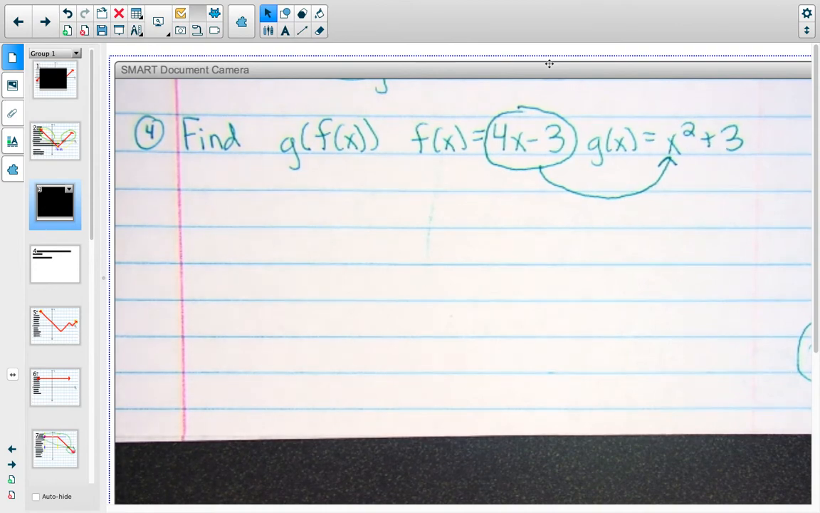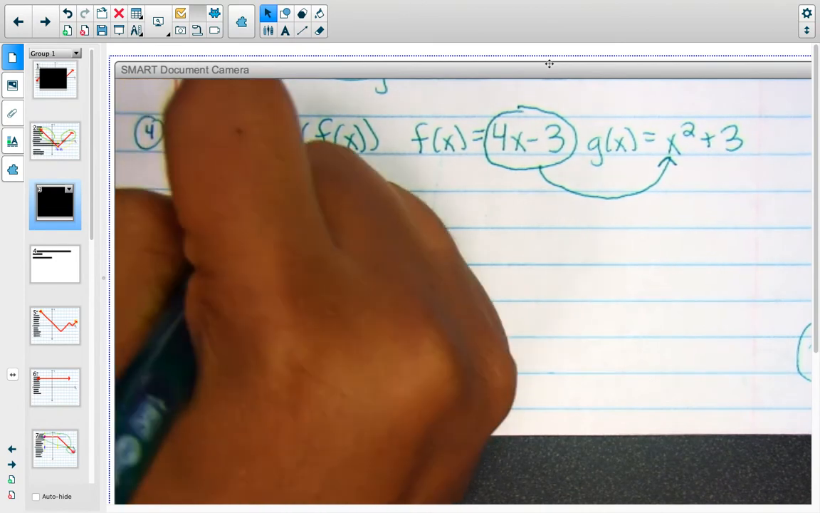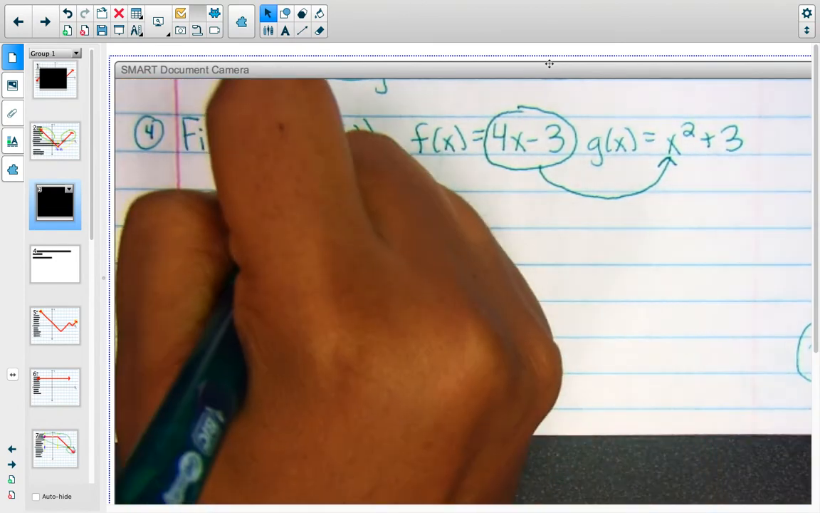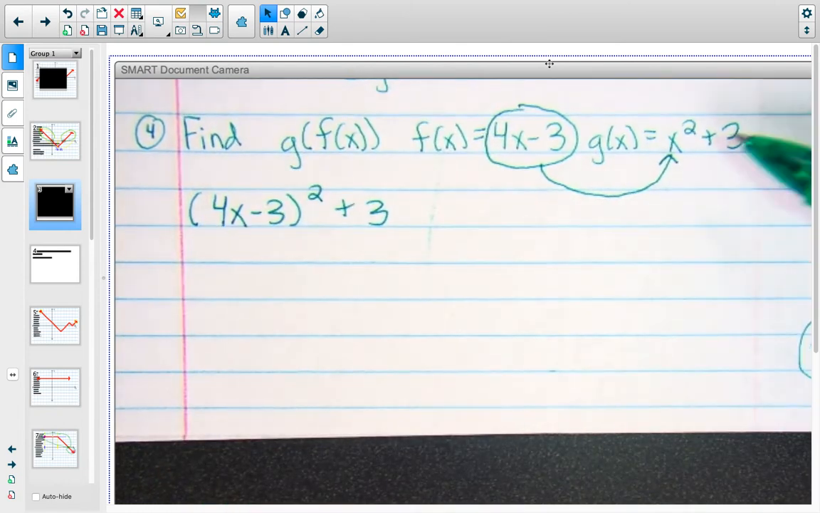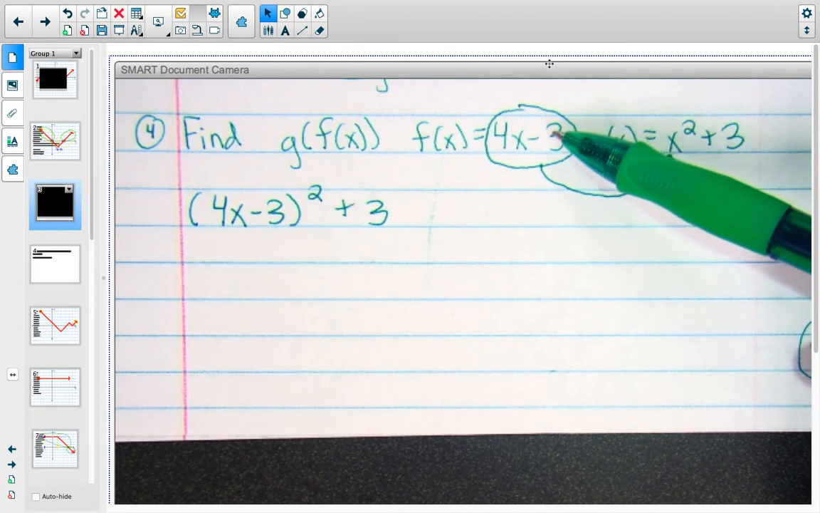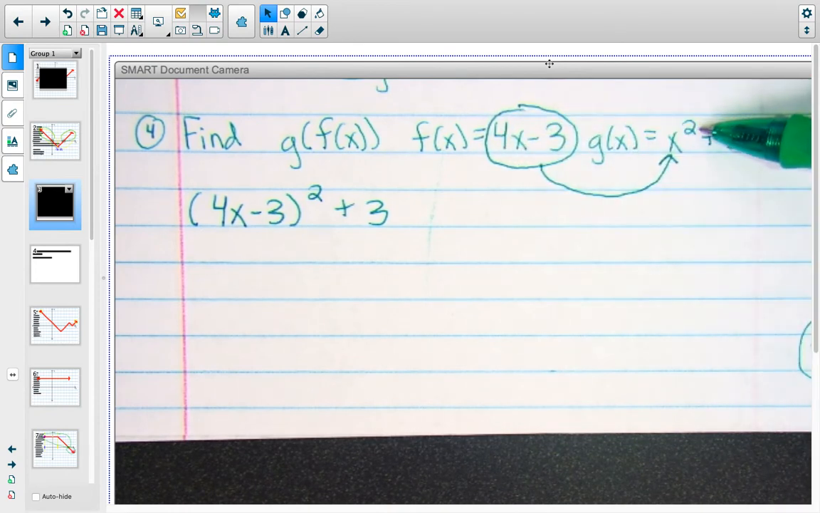So that means that I'm going to start with some parentheses. I'm going to plug in f, which is 4x minus 3 squared, add 3 to it. So I got rid of this x. I replaced it with the function, which was 4x minus 3, but I still have the squared, and then add 3 to it. So this is the first one we see.